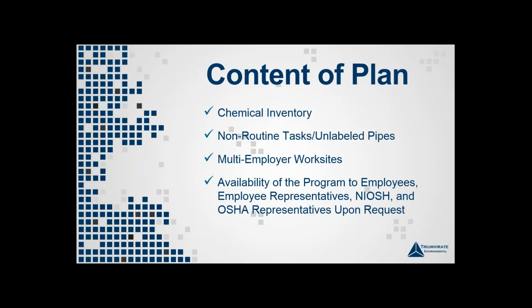So what do you have to have in your plan? These are all the things that OSHA is going to look for to see if they are compliant. You have to have the inventory, and the inventory must have the product identifier for each chemical known to be present, so that it aligns with the safety data sheet and the label. So everything has to match up, as I stated earlier.